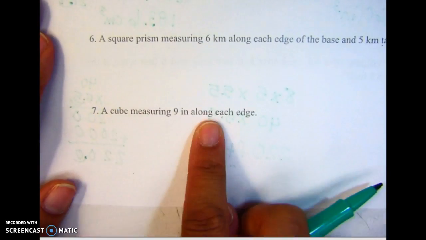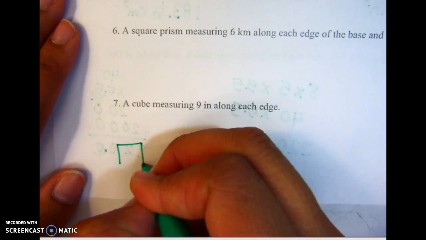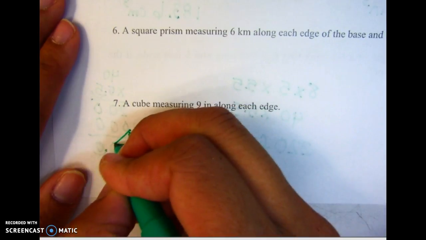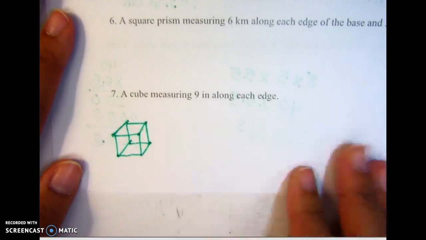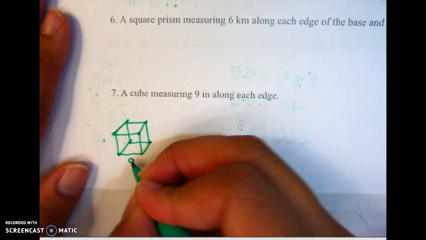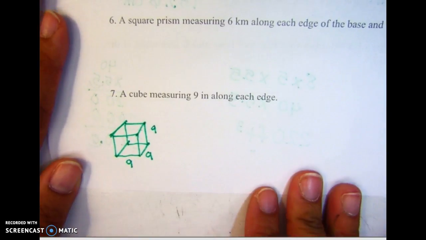And then this says it's a cube that measures 9 inches along each side. So a cube is made up of all squares. So imagine that's your cube, and it's 9 inches along all the edges because all of these are squares, so they're all going to be the same. Okay? Work out all of these, have your answers checked, and then you will get the practice sheet.